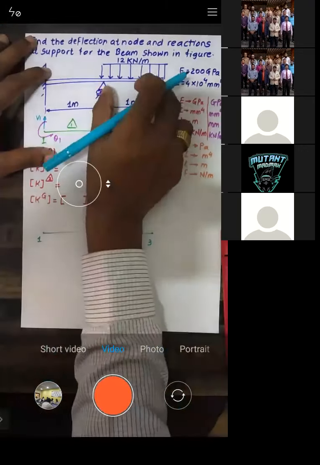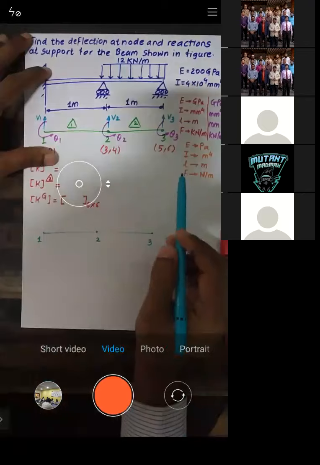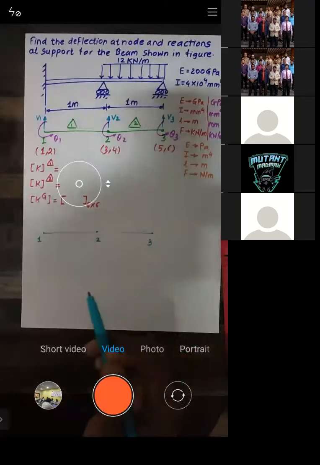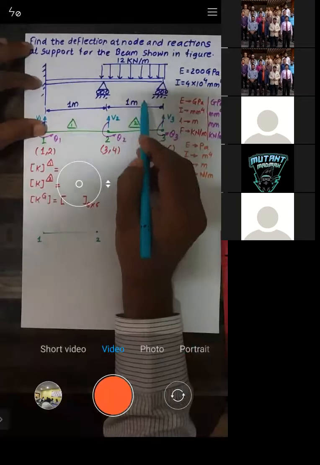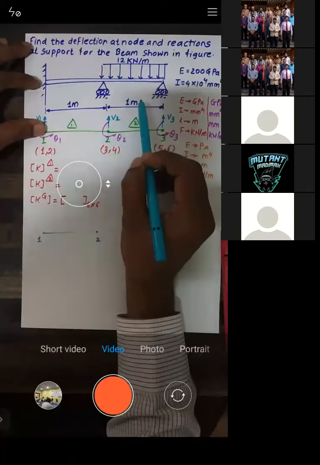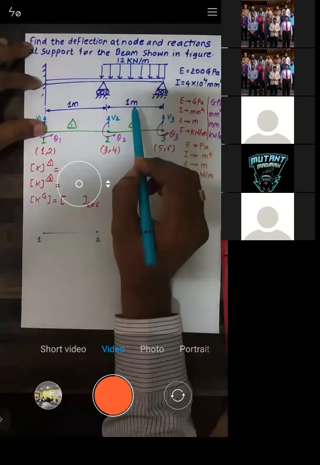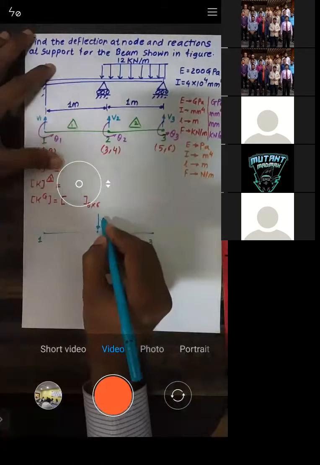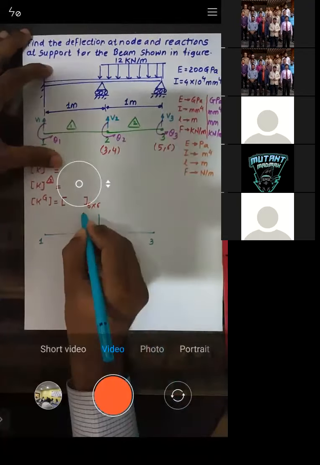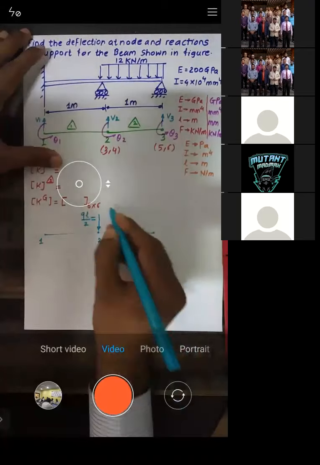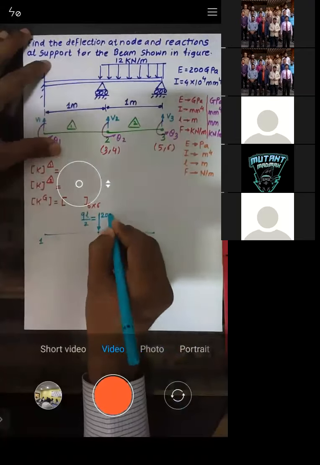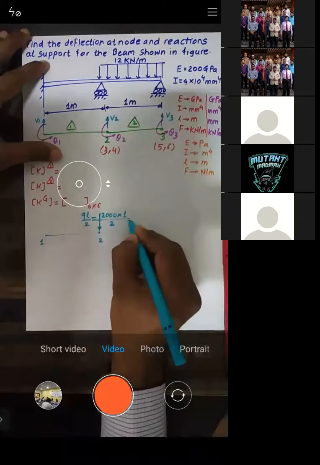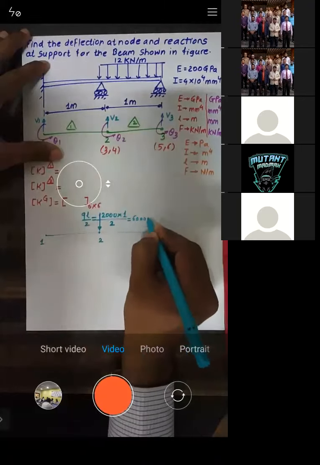So this 12 kilonewton, we need to convert into Newton. 12 kilonewton means 12,000 Newton. When it acts over 1 meter, it becomes 12,000 into 1, which is nothing but 12,000. Out of that 12,000, 6,000 will go here. If you go by formula, QL by 2, so it is equal to Q is 12,000 into length 1 meter upon 2. So this is nothing but 6,000 Newton.